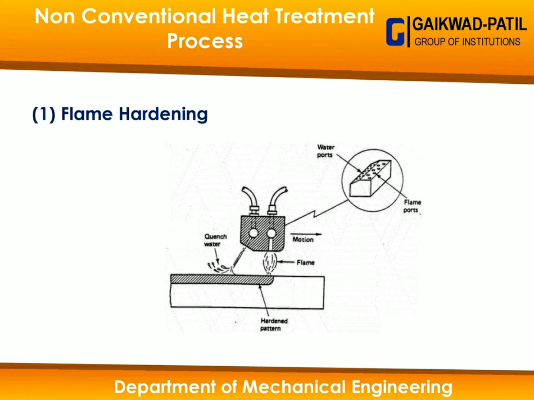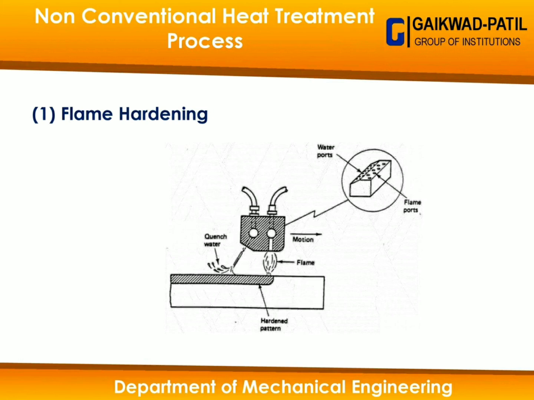So, here we can see the diagram where one nozzle is used to give heating with the help of the oxyacetylene flame, and the backside nozzle is used to quench the heated surfaces, and that apparatus needs to move forward where the hardening is required. So this is the flame hardening heat treatment cycle.